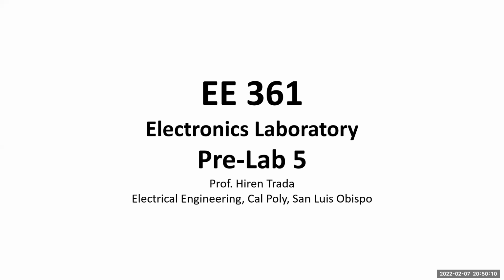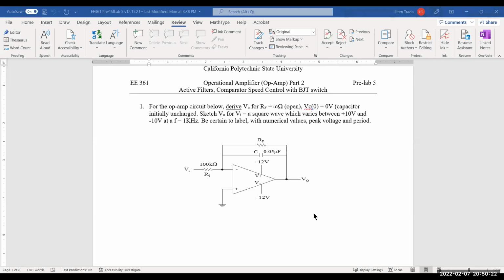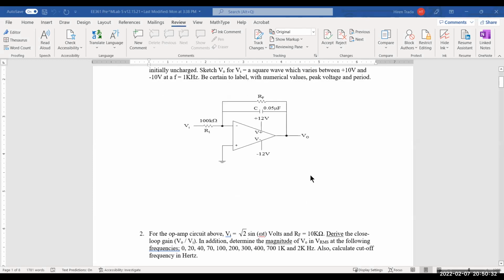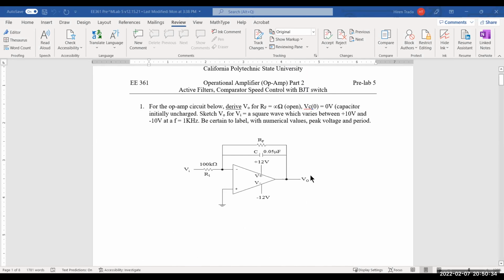Okay, so let's bring up PreLab 5. PreLab 5 is about op-amps, part 2 of the op-amps, where we use the op-amp as an active filter and a comparator with speed control along with the BJT switch. So there are 4 problems or 4 questions in this PreLab.